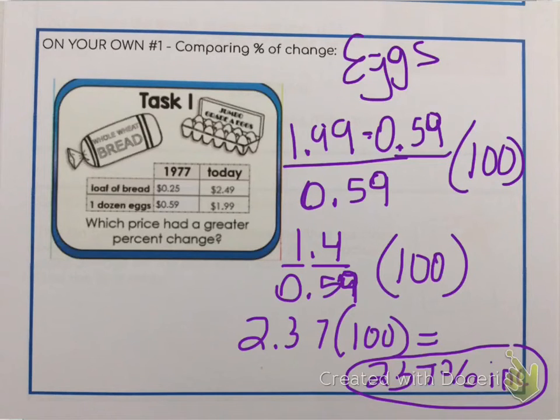Okay, so looking at the prices earlier, like I said, you probably could have determined which one had a bigger percent of increase, but now we found both percent of increases. So the percent of increase on the eggs was 237%. So obviously, which one had the biggest percent of increase? Which again, you may have already figured out before doing the math, but now we know the exact percent of increases. So which one had the greater percent of increase? Can answer that question.